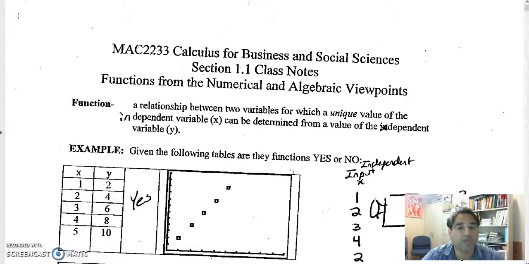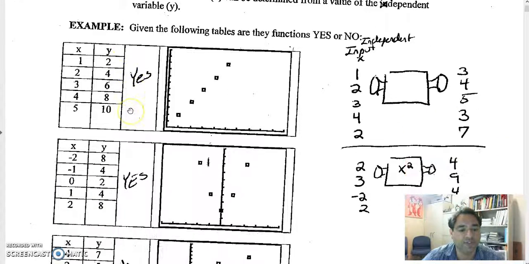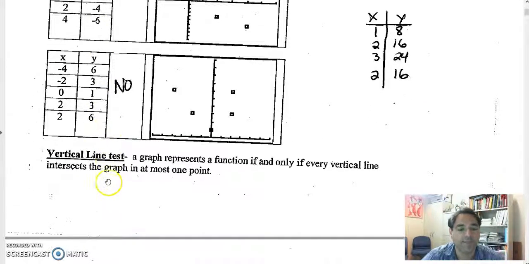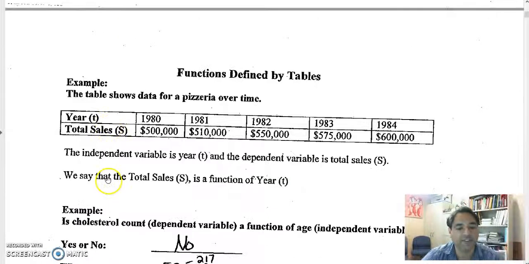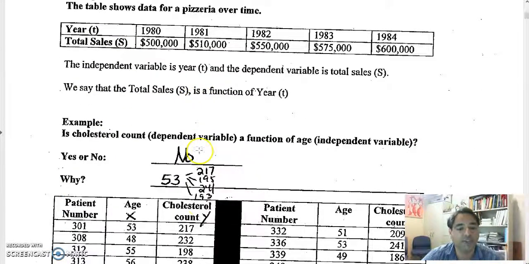So I'm just going to go quickly through the first couple sections. But in section 1.1, you'll talk about what a function is. Every x has to have a unique y and what that means. So this is a function, this is a function, this is not a function because this x is 7, where the same x has a different y. So every x has to have a unique y. Remember that. Vertical line test is an example. So you can remember how a function is written and what it looks like.